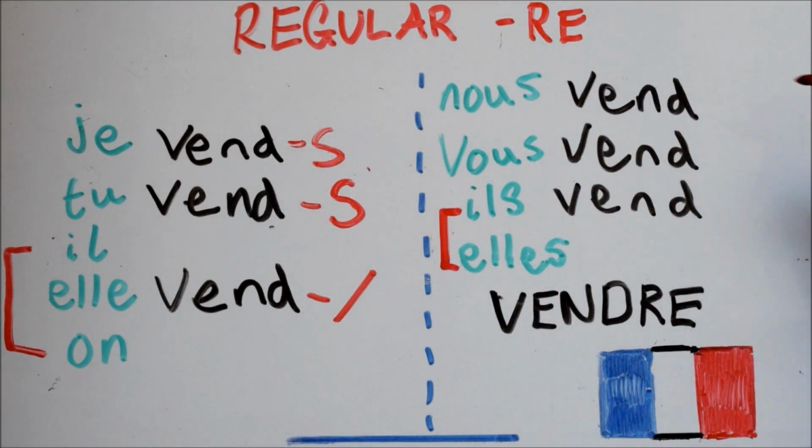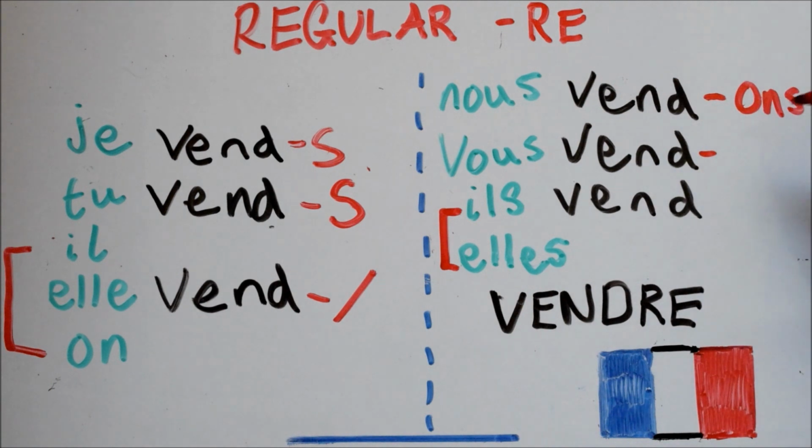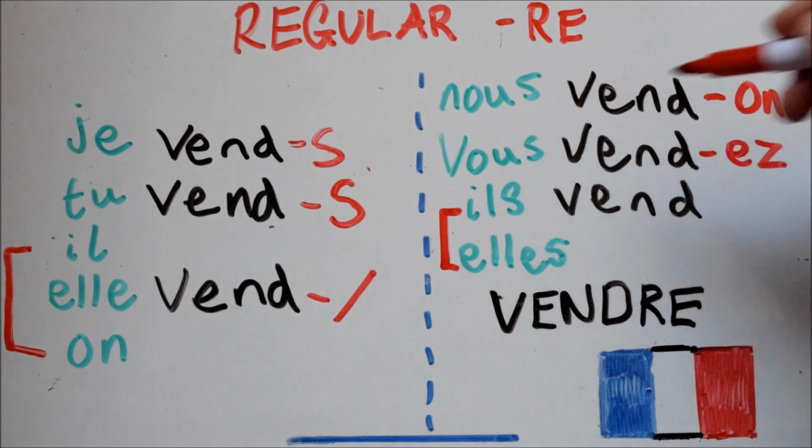Next we go to this side. The ending for we is ONS. Nous vendons. Notice this is the same as ER verbs. Next we have vous. Vous vendez. EZ. Nous vendons. Vous vendez.